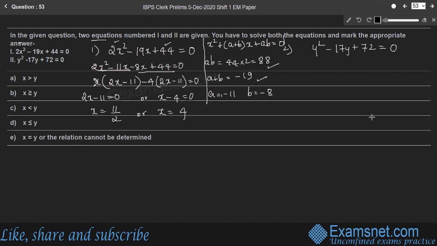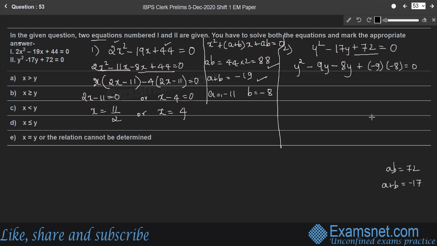So come to the second equation. Here y square minus 17y plus 72 is equal to 0. So let us split the middle term. Here AB is 72, right? A plus B is minus 17. Therefore, A is minus 8 and B is minus 9. Y square minus 9y minus 8y. So minus 9 minus 8 is minus 17. Plus minus 9 into minus 8 is 72, is equal to 0. Right?